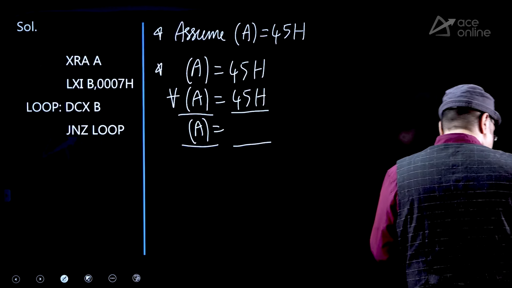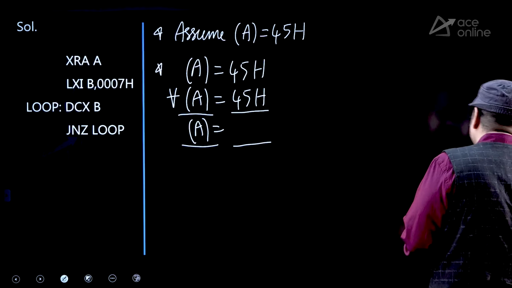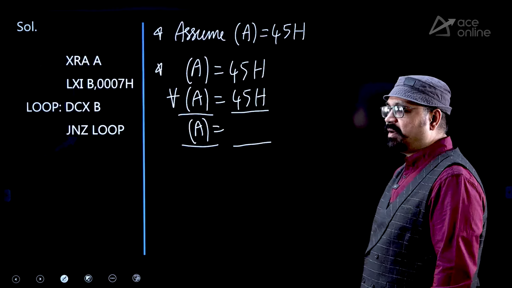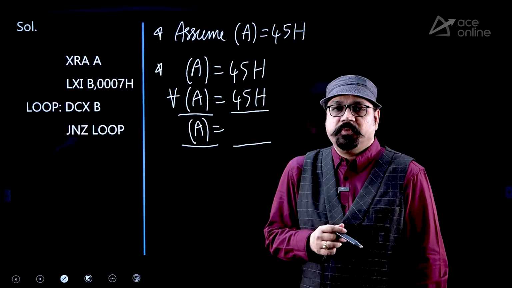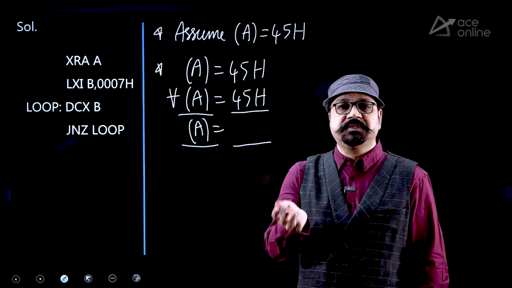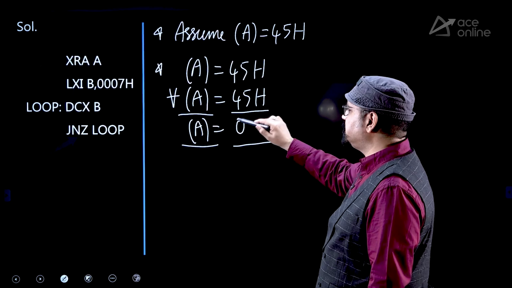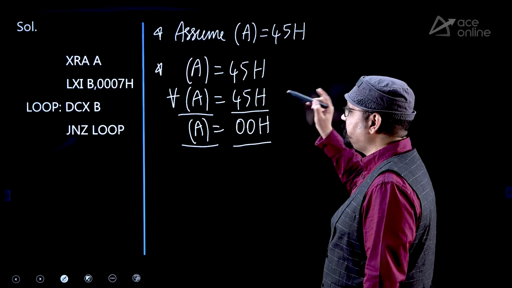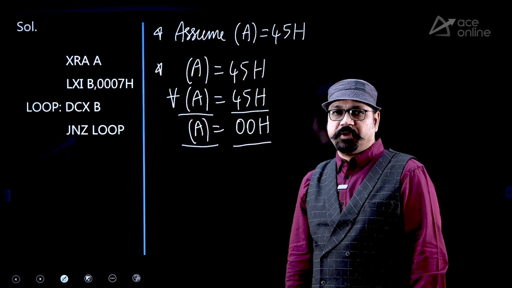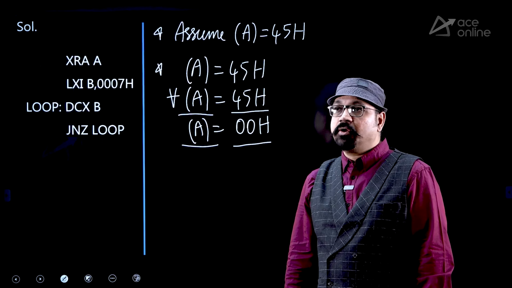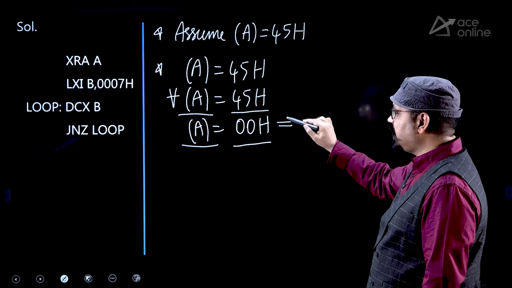Do this: accumulator content 45 is XORed with 45. 1 XORed with 1, output will be 0. 0 XORed with 0, output will be 0. So what will be this result? 00 hexa, a very popular instruction for resetting the content of the accumulator. Zero flag will be set to 1 and other flags are also affected.